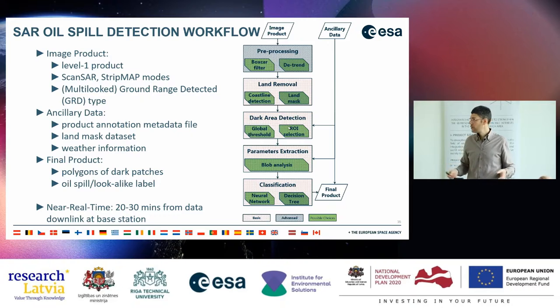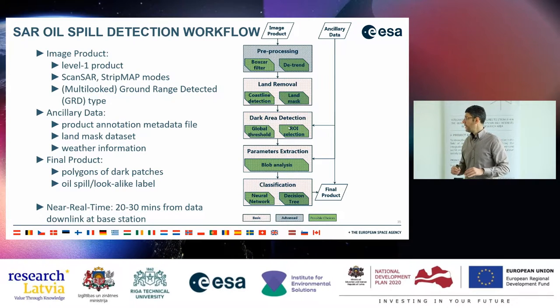So there are many, many algorithms using machine learning. You have different algorithms like neural networks, support vector machines, decision trees. What is needed for the classification is actually a database of ground truth. To train your classifier, you need to have examples of oil and examples of lookalikes, which then are used to train your network, and then you can use the trained network to provide the information for new images, right? And here is, near real time, I put it here.